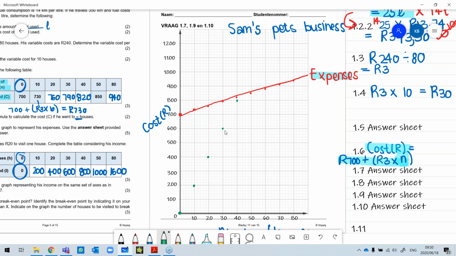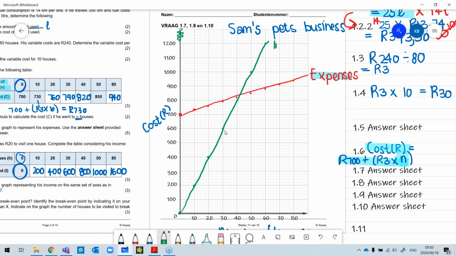For 50 houses, it is going to be 1,000 rand. And then for 60 houses, remember that information is not given in our table, so we work it out separately. And then you should notice we ran out of space on our graph. It is not the end of the world. We have enough information on this graph to work with. So once again, we connect all the dots.